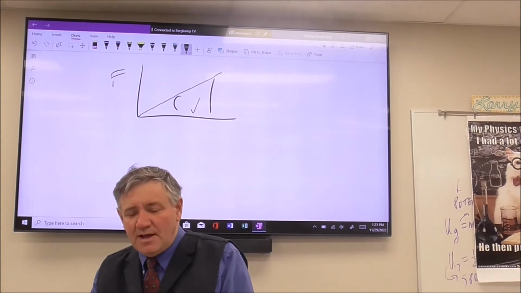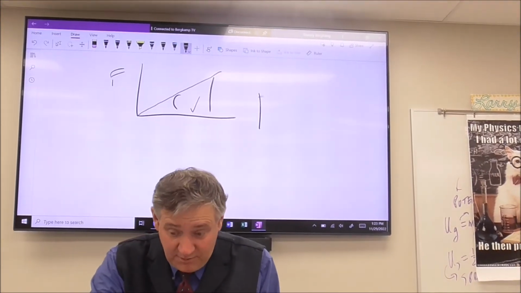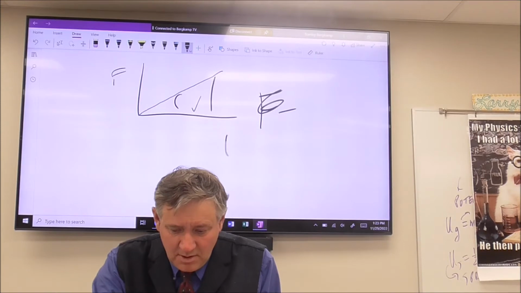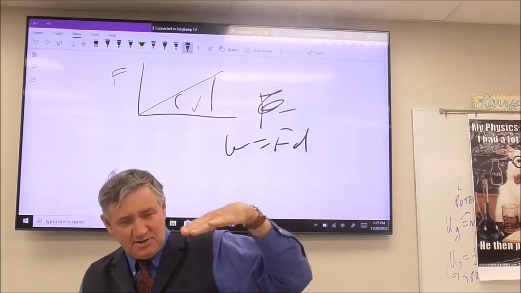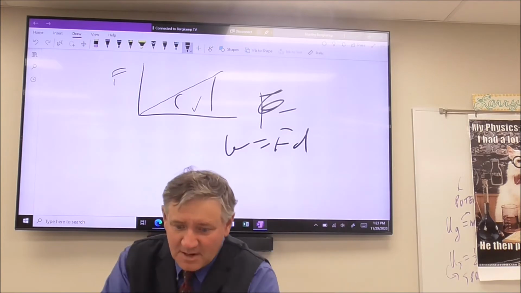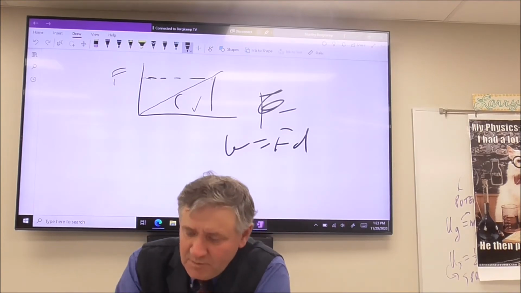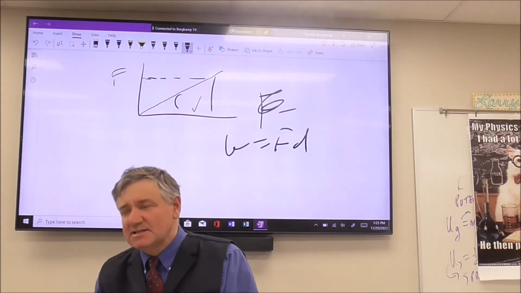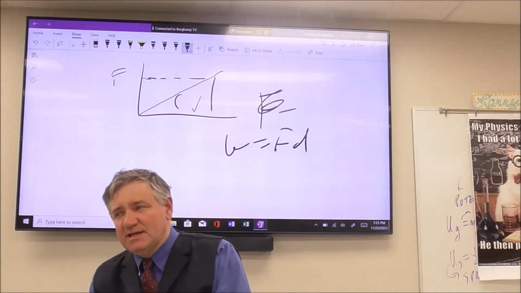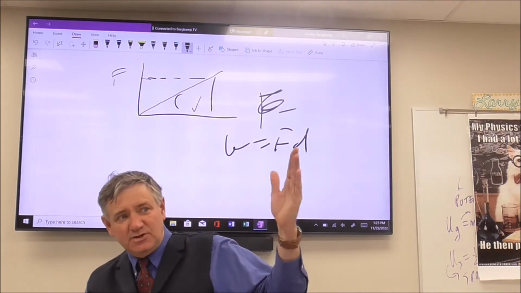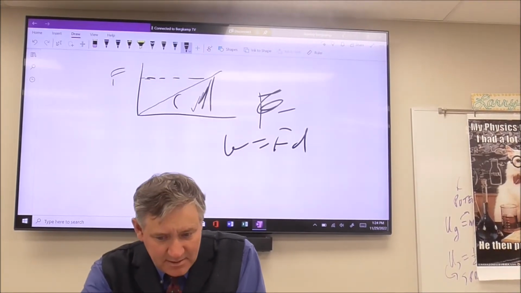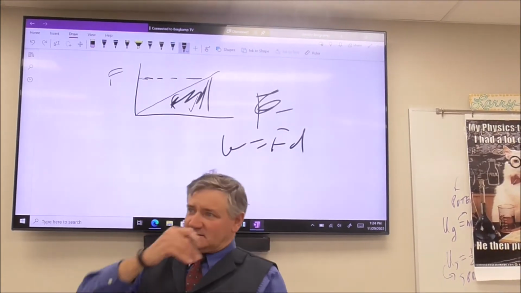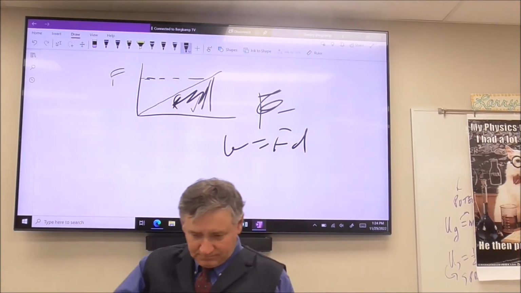And what you all did, for the most part, is use work equals force times distance. And you all treated it like a rectangle, like it was the same amount of force exerted over that distance. It's not. It's a spring. Yes, you do have to find the area underneath the graph, but that area is a triangle. It's not a rectangle.